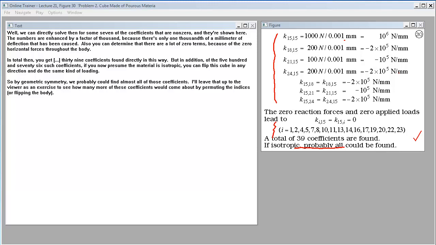But in addition, of the 576 such coefficients, if you now presume the material is isotropic, you can flip this cube in any direction and do the same kind of loading. So by geometric symmetry, we probably could find almost all of those coefficients. I'll leave that up to the viewer as an exercise to see how many more of these coefficients would come about by permuting the indices or flipping the body.